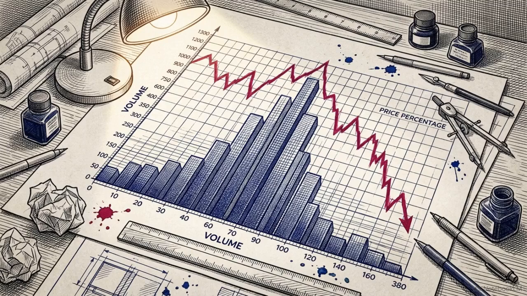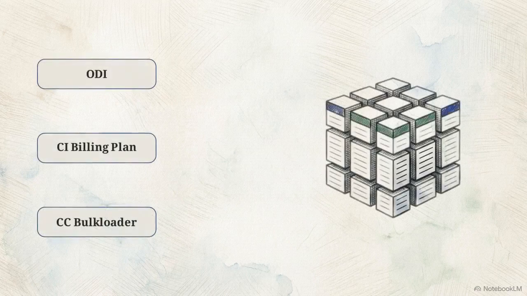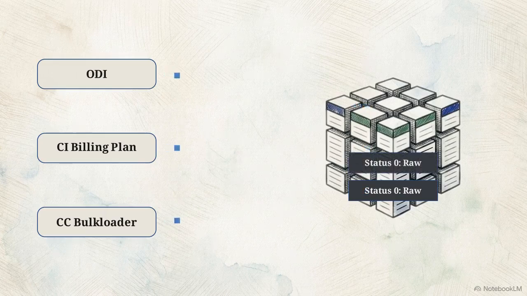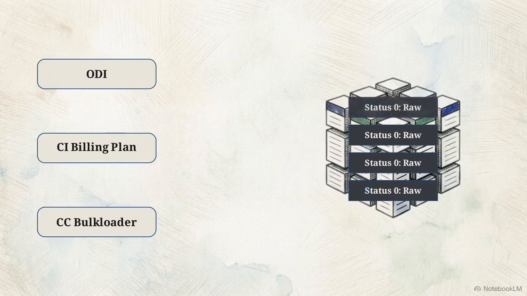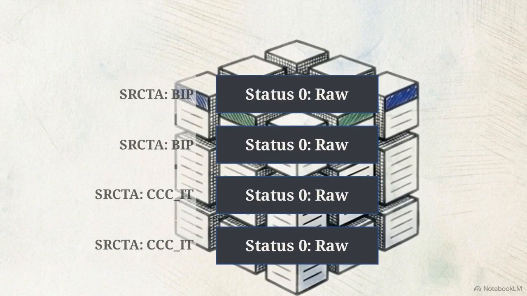By using base items, SAP BRIM supports highly complex, tiered, or time-independent B2B discount calculations without hard-coding custom logic into S/4HANA SD. As this architecture map shows, despite originating from three entirely different engines, ODI, the CI billing plan, and the CC bulk loader, all payloads have now converged. Whether the source transaction type was BIP or CCCIT, the FICA subledger now processes a structurally uniform data row.